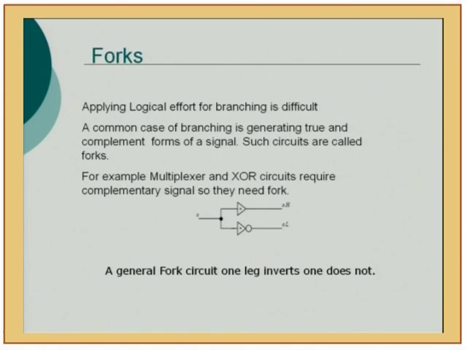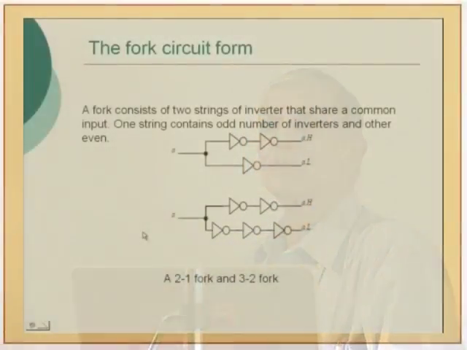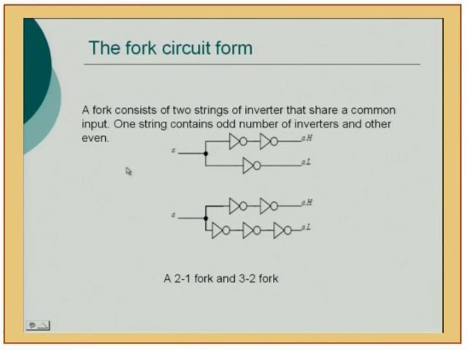So you can see the way I did it. I have put a non-inverting buffer here and an inverting buffer here, both have the same delays. So the delay at this and the delay at this are the same. So how do we get this? A fork consists of two strings of inverters that share a common input. So you have two inverters here and one inverter here. This is non-inverting and this is inverting.